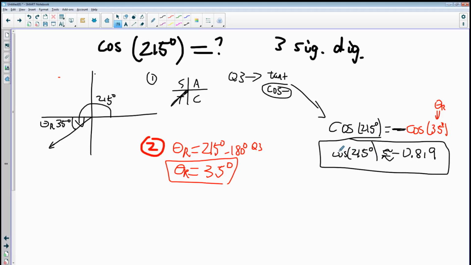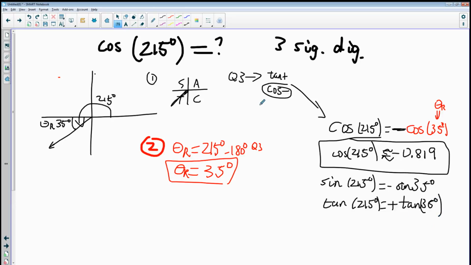All right. And so that is how we calculate the trig ratio of a specific angle. Of course, you can do sine. Sine is also negative, so negative sine of 35 degrees. Tangent, be careful, is positive in quadrant 3. So it's equal to positive tan of 35. I'll leave you to calculate it with your calculator. 35, not 6. I'll leave that, but I think it's a good time to wrap up the video.